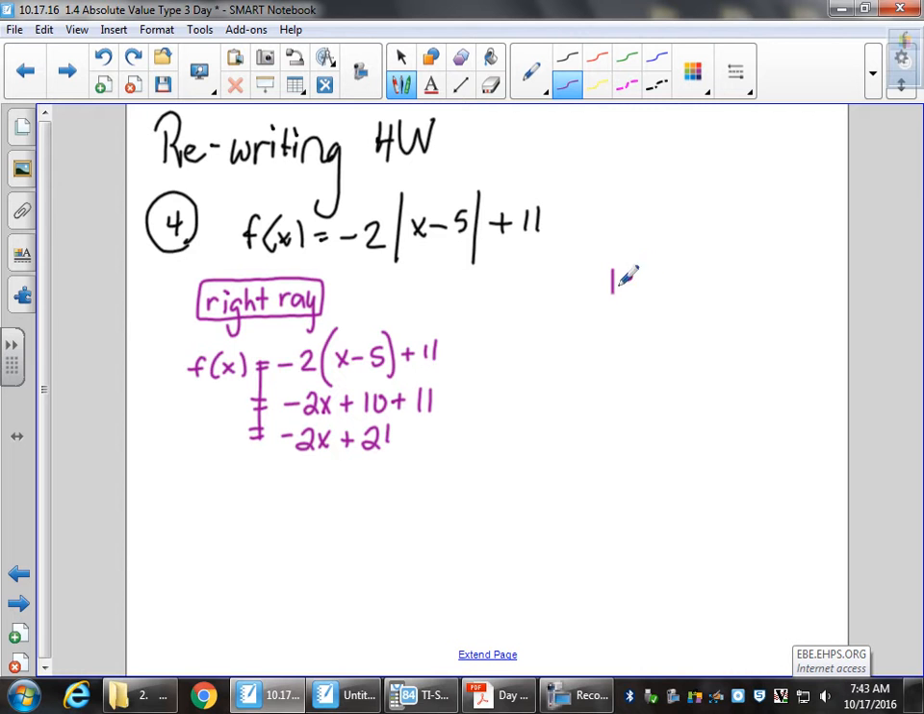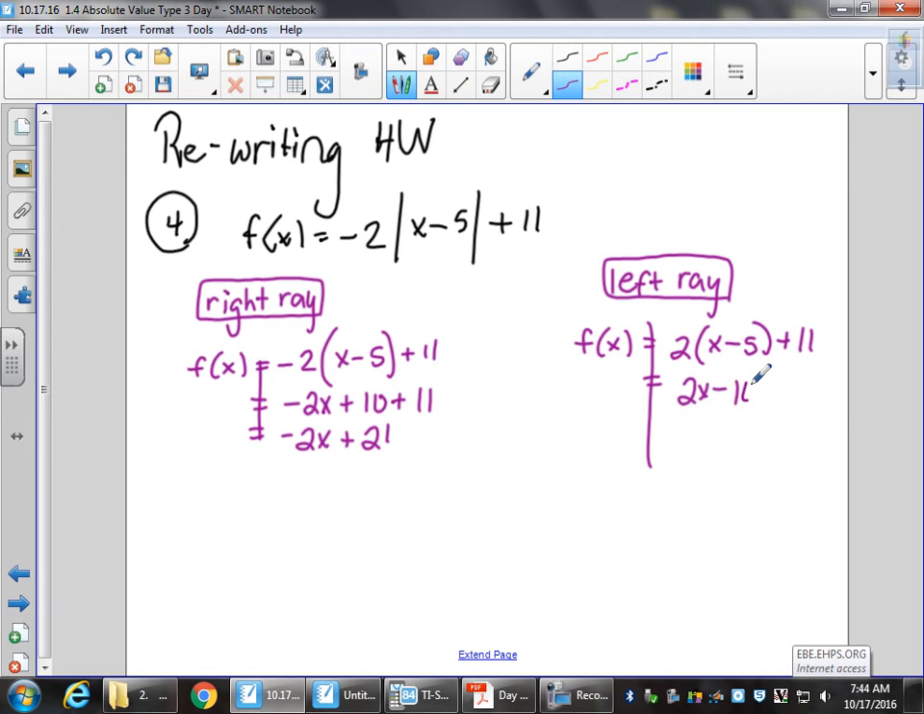Now let's go look at the left ray. What are we going to do for the left ray? Change which sign? The a value, which in this case is what? So -2 is going to become a +2. And again, absolute value bars become parentheses. And now let's figure out what this is. I distribute 2, what do I get? Good. Combine like terms. 2x + 1.